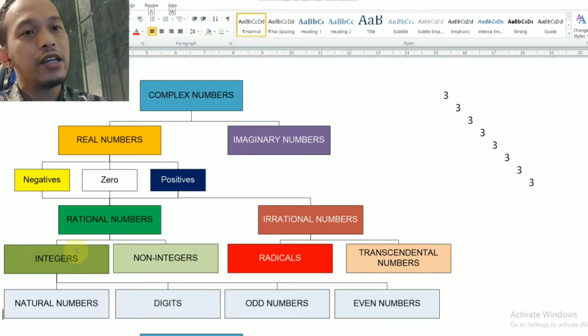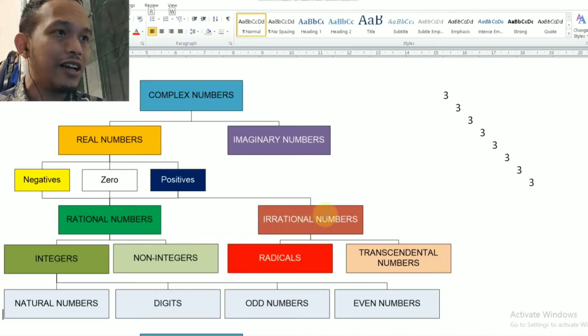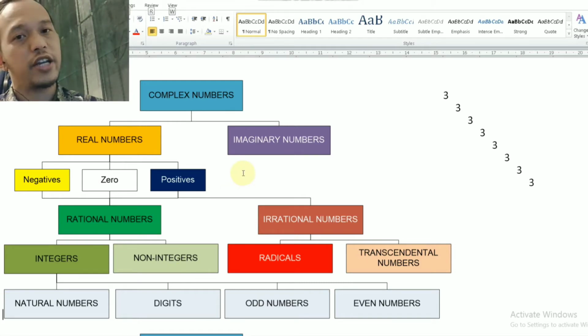Then the integers and non-integers are the subsets of rational numbers. From another perspective, the radicals and transcendental numbers have a superset, which is irrational numbers. So all irrational numbers can be a radical or a transcendental number. That's how you see the diagram hierarchy.